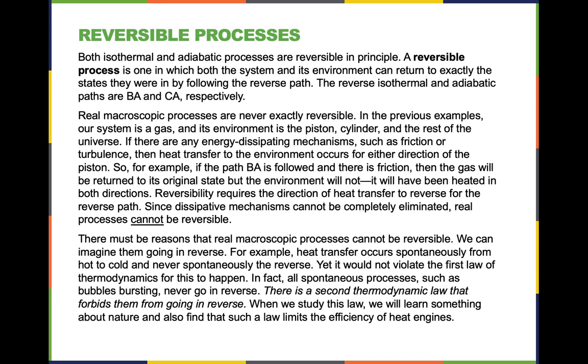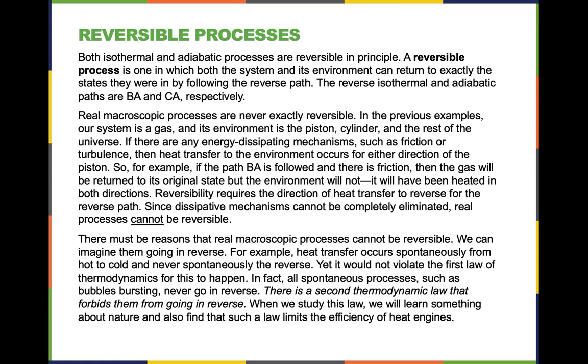So for reversible processes, both isothermal and adiabatic processes are reversible in principle. A reversible process is one in which both the system and its environment can return to exactly the states in which they were by following the reverse path. The reverse isothermal and adiabatic paths are from B to A and C to A, respectively. Real macroscopic processes are never exactly reversible.